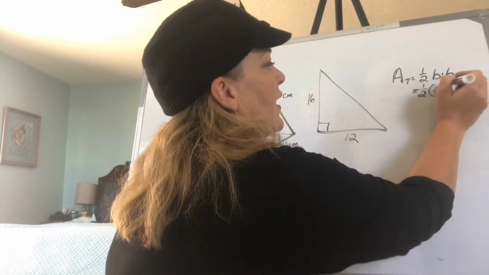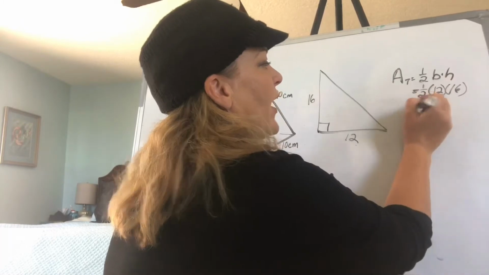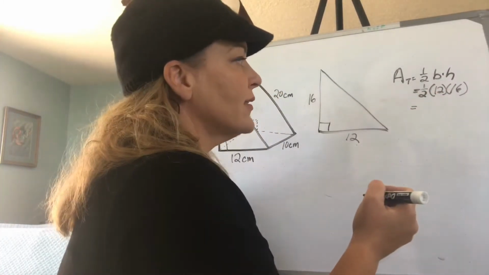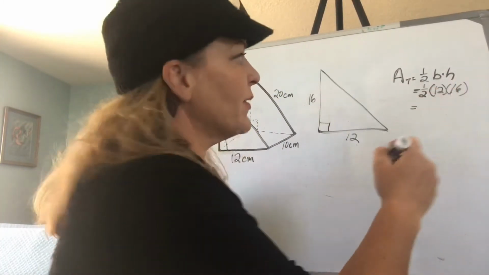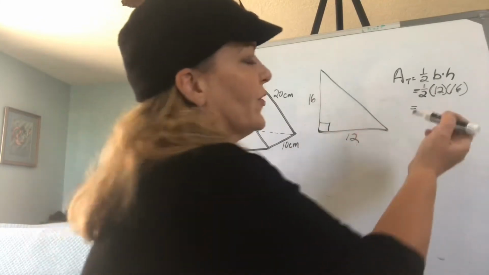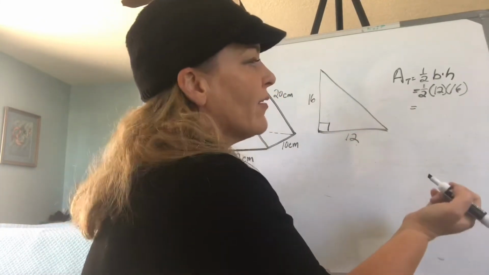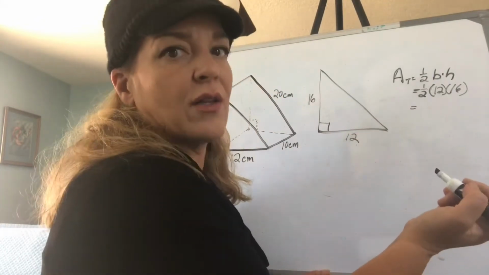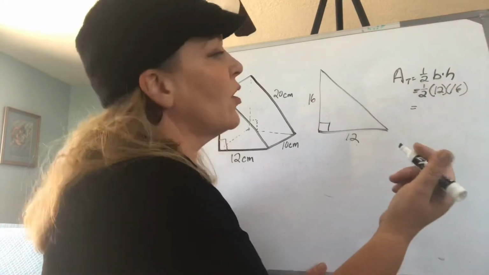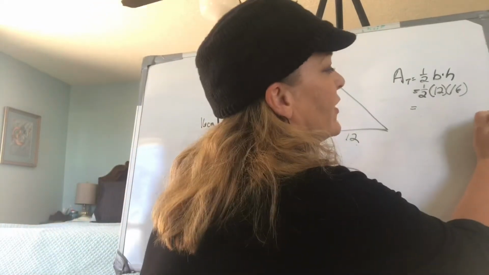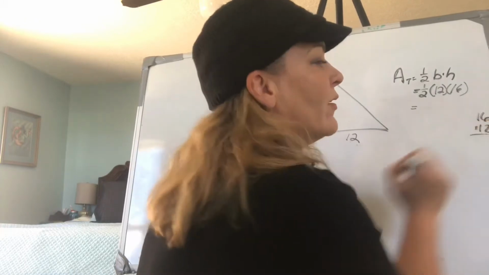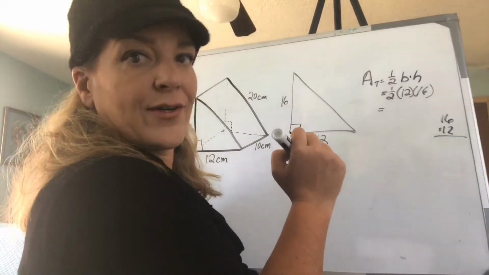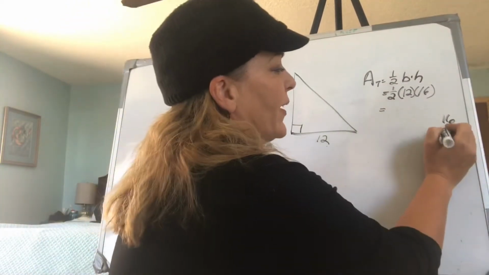12 times 16. Okay? Now, on a lot of these, I'll let you guys use calculators because we are going to be using pi, but for this, you can also just do your math off to the side if you still need to do multiplication the long way. So over here to the side, I can say 16 times 12, right?